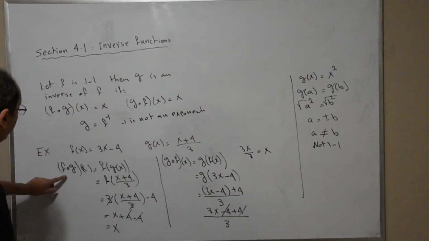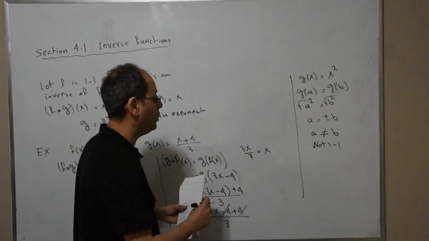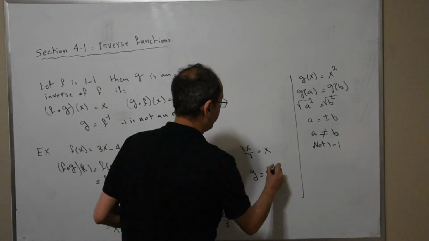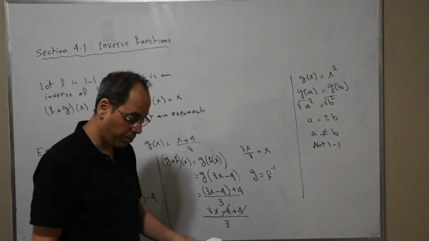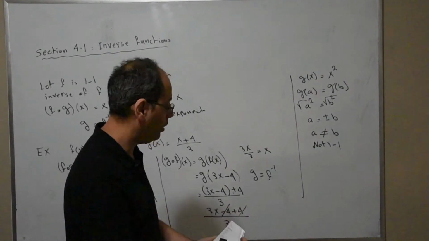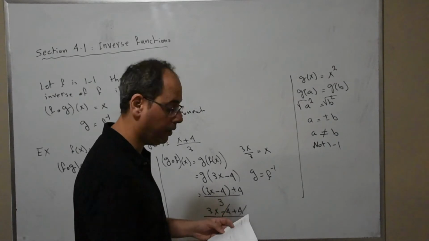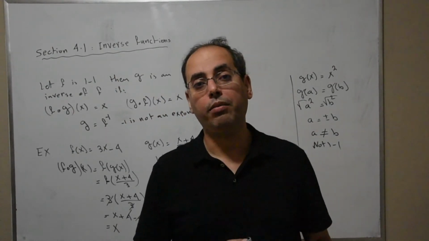Now, I have f of g of x is x and g of f of x is x. Therefore, g is the inverse of f. Okay? I hope that this example is clear. And before going to another section, the next thing we're going to talk about is this.